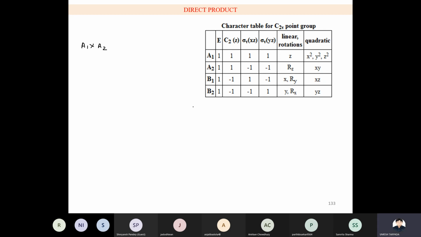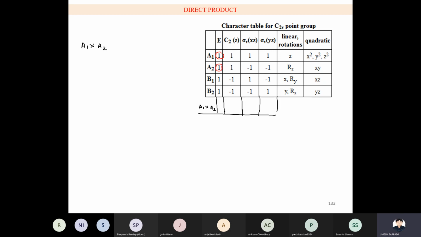B1 cross B2, like that way you can calculate direct product. So if you want to calculate a direct product, for that, suppose A1 cross A2, then you have to multiply the characters of A1 and A2. The rest remains as it is. Okay, you just multiply A1 with A2 and write down, and then compare the result with the existing representation.